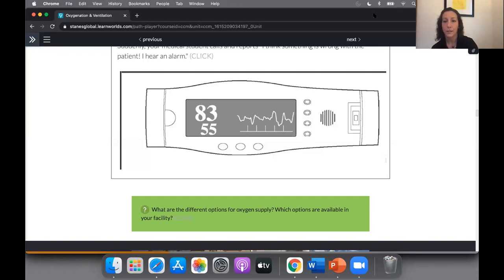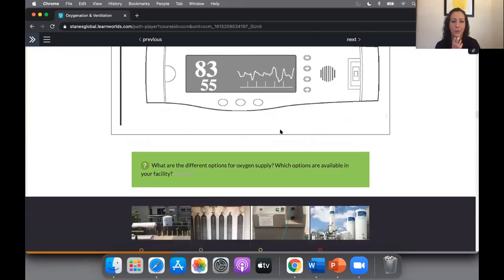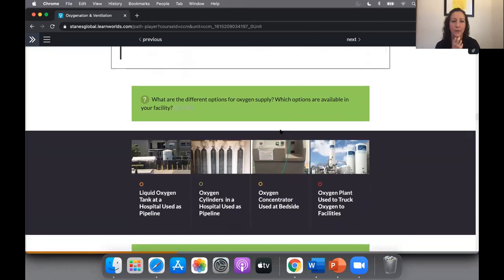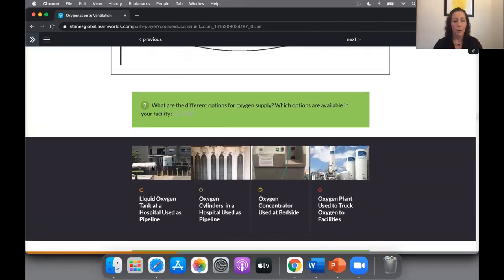Jean-Lenard just raised his hand. So let's see if we can figure out how to find Jean-Lenard. Okay, let's finish this topic and then we'll stop screen sharing and we'll have a discussion. But first I want you to see the different types of oxygen supply. I'll make this a little bit bigger. If we can, oops, no, I'm clicking on things again.